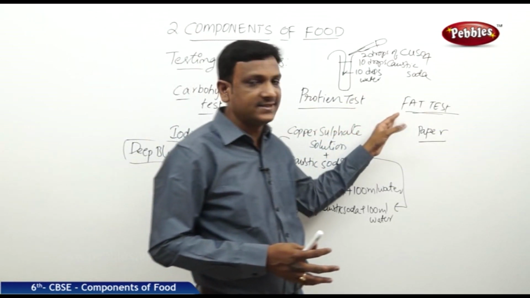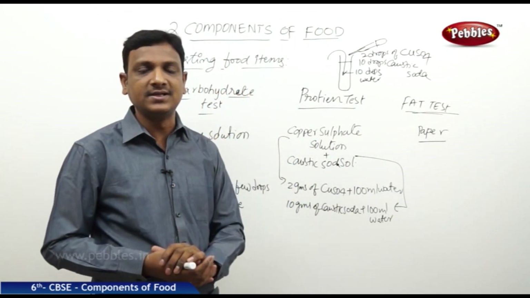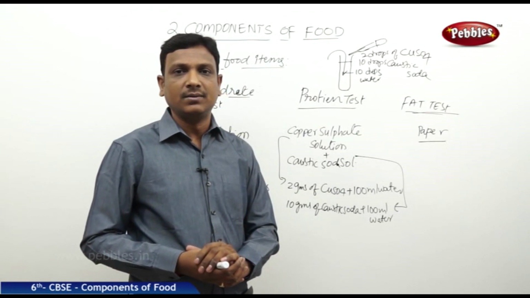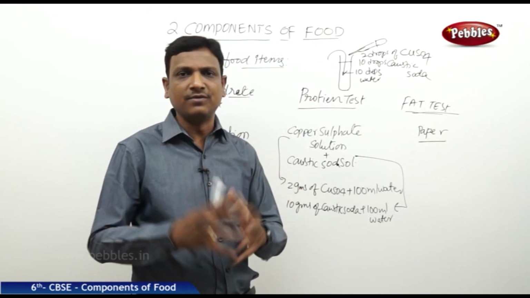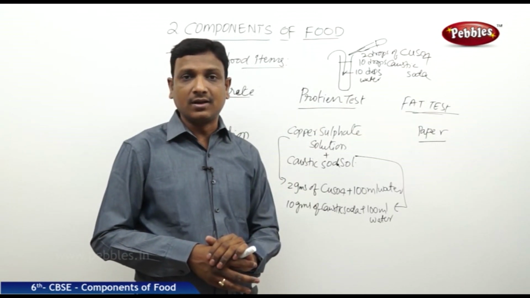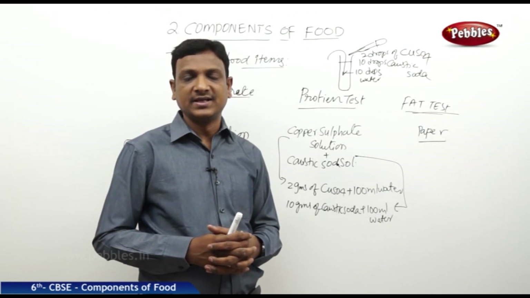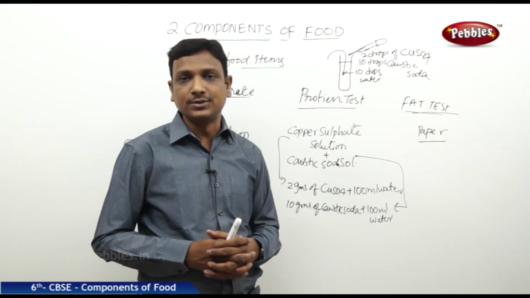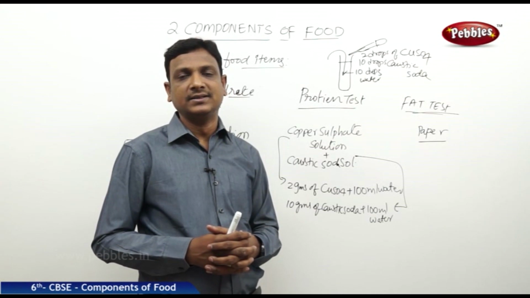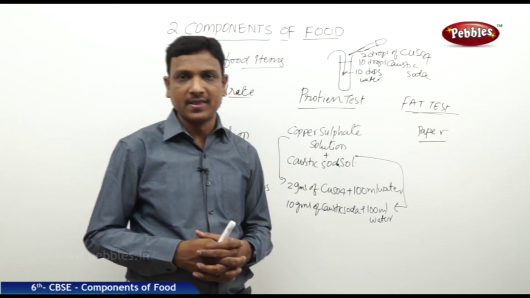The next one is fat test, which is very simple. Fats are nothing but the oils present in the food items. Most of the food items contain a certain amount of fat, but some items contain a large amount of oil. Groundnut, we get groundnut oil for cooking purpose, sesame oil, coconut oil, mustard oil. So all these oils are from seeds which contain high amount of oil.